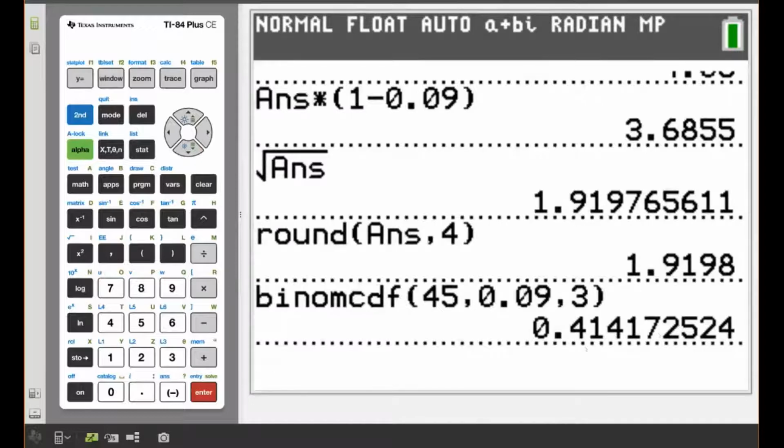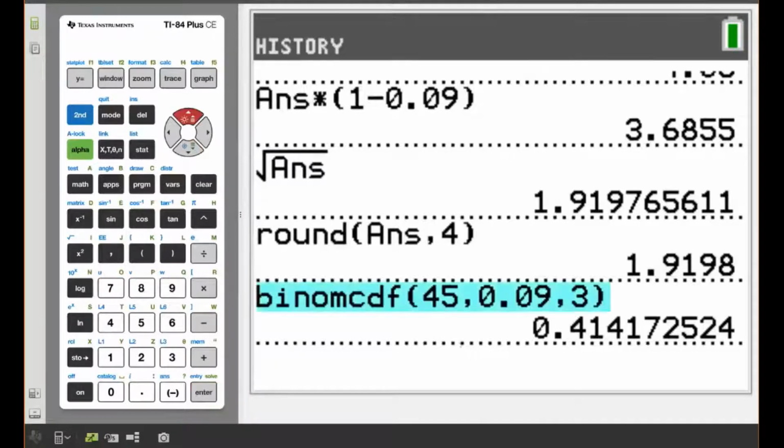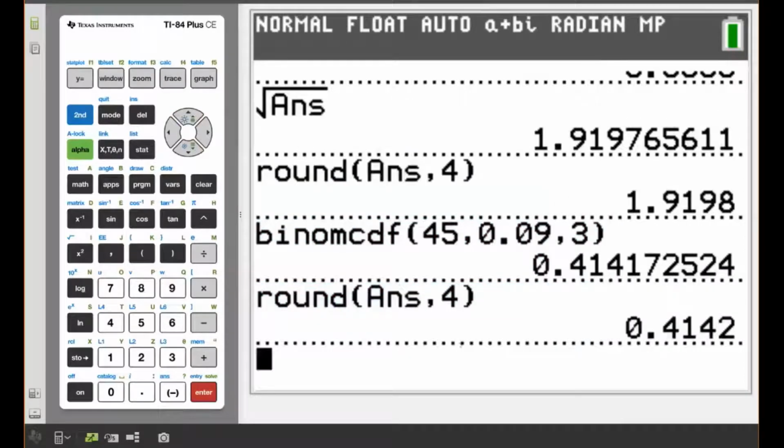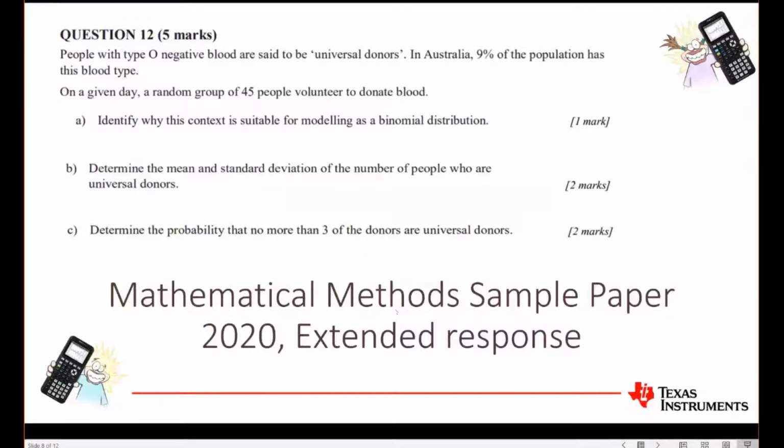0.4147. Again, if I wanted to round that to 4 decimal places, I could just do my sneaky little rounding trick like I did before. In fact, I could even, I think, copy that down, and it'll do it for me there. So I don't even need to type it in again if I don't want to. All right, moving on. That's our 5 marks done.